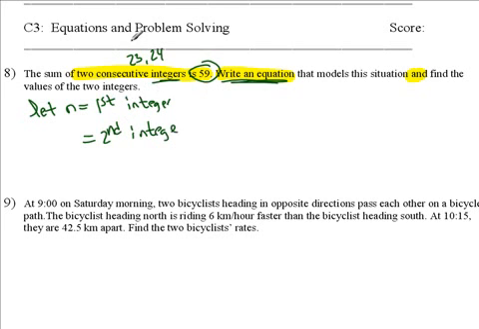How far are integers apart? Well, you can see if I have 23 and I want to get to 24, I would just add 1. So if I'm at n and I want to get to the next integer, I would just add 1. So this would be n plus 1.